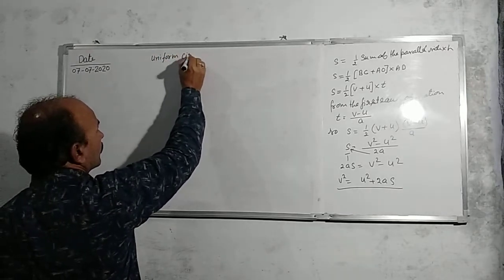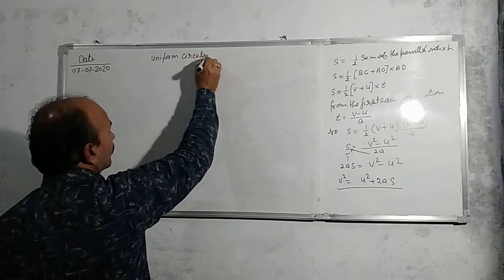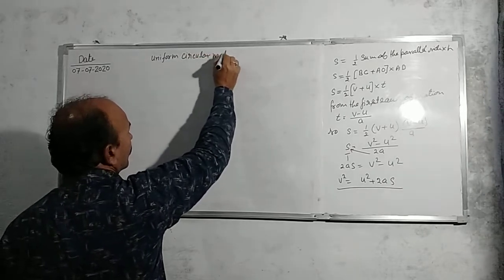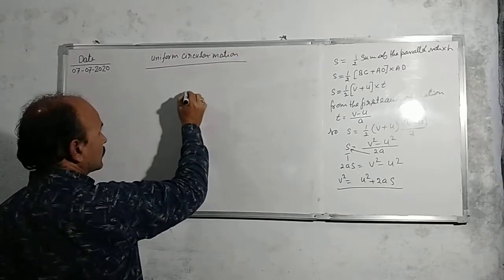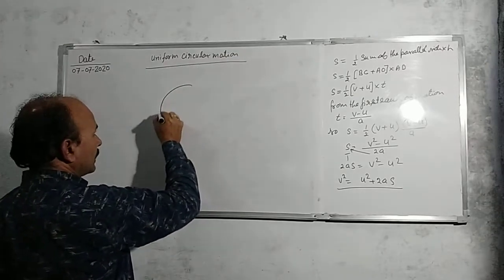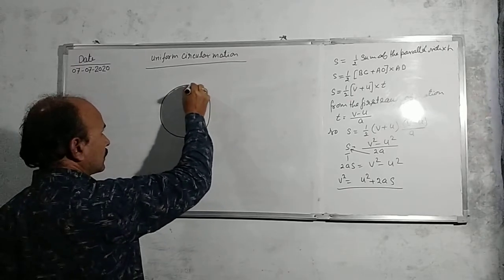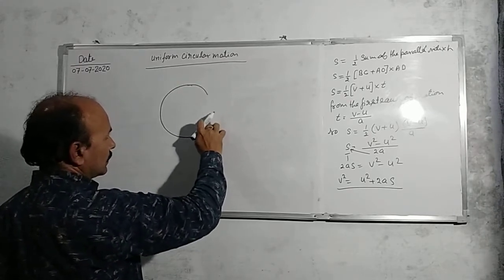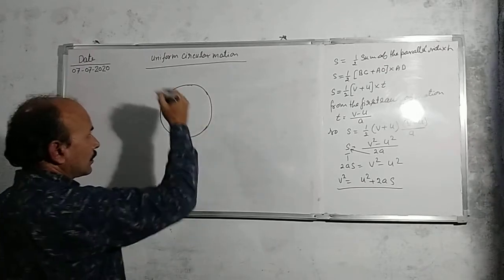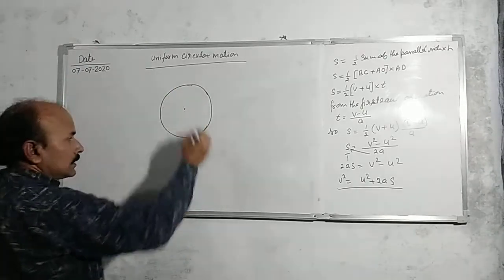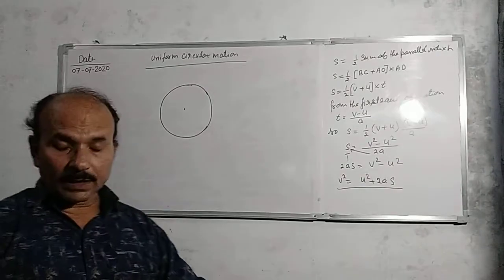Uniform circular motion. So for explaining this, let us draw a circle. And there is a center. So what is a circular motion?